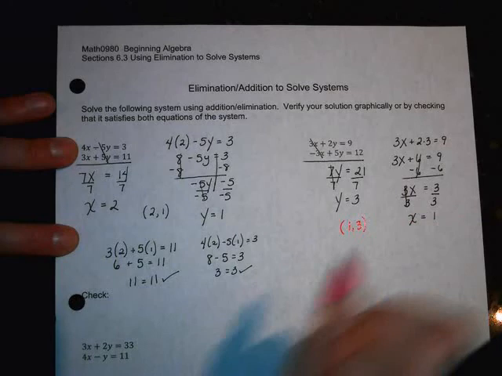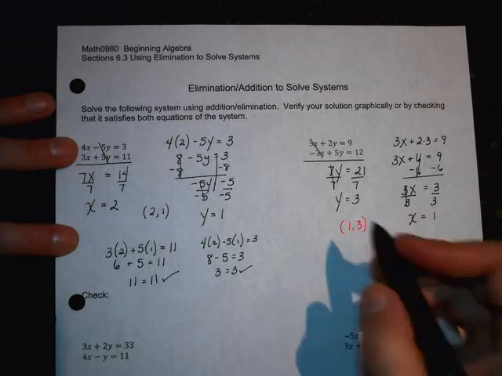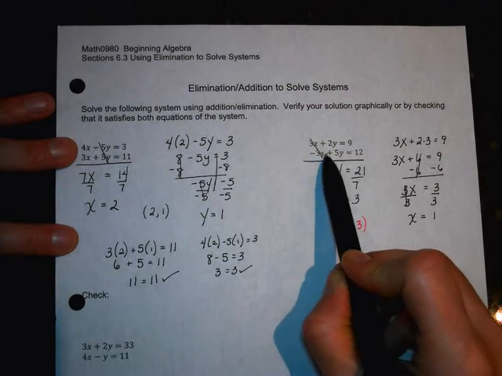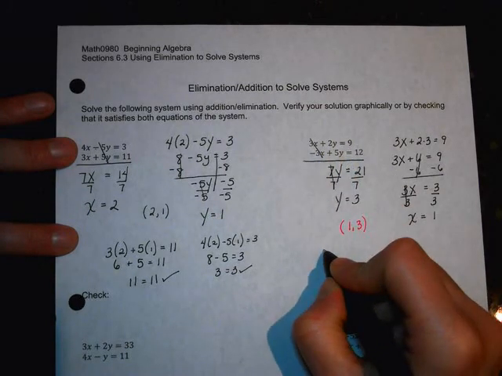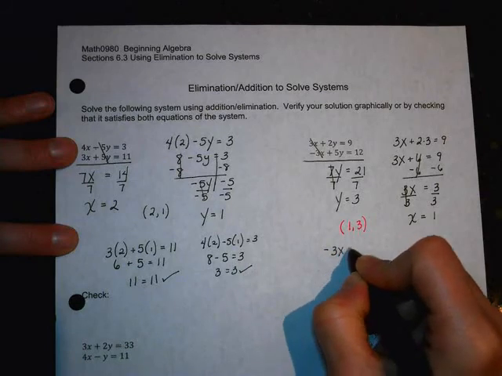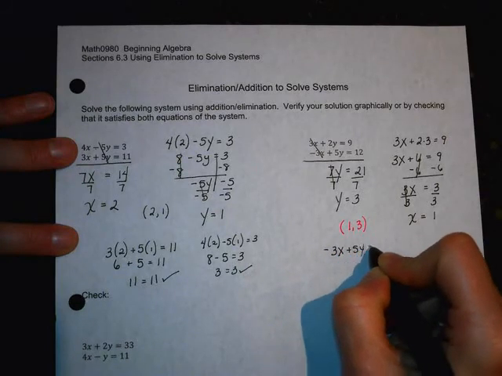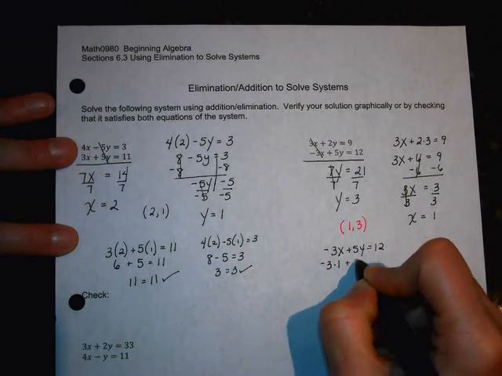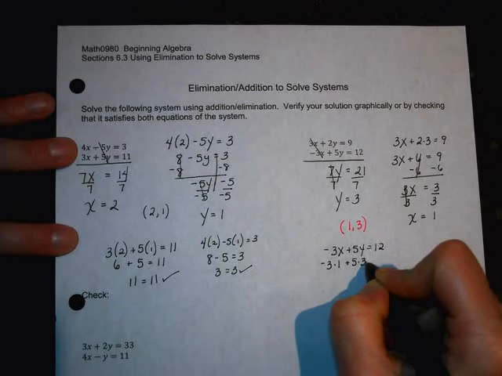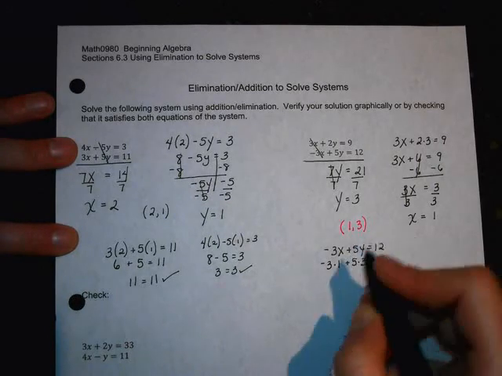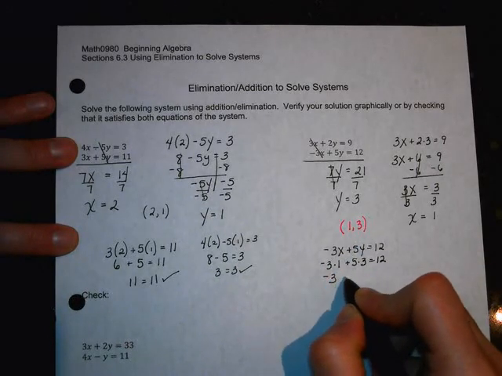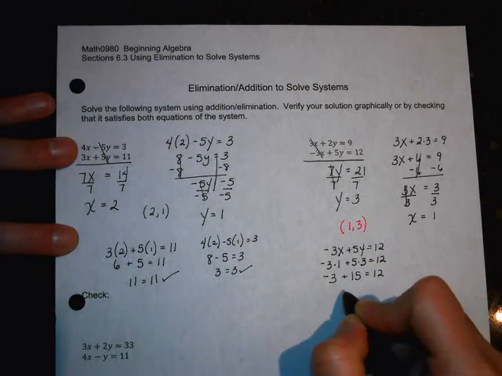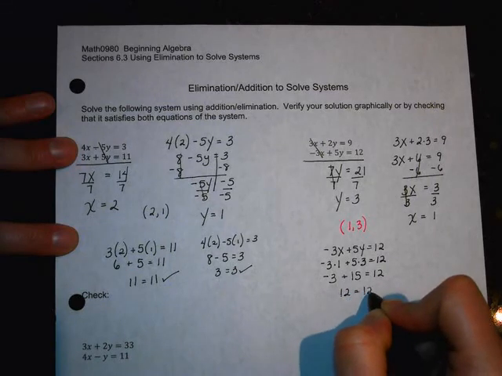So now let's check it. I use the first one to solve, so I'm going to use the second one to check. So here, I'll write it out. Here's the equation. That's the second one. And so when x is equal to 1, y is equal to 3. So we'll have negative 3 plus 15 equals 12. There we go. So we did good. So 12 is equal to 12. We did great. All right.